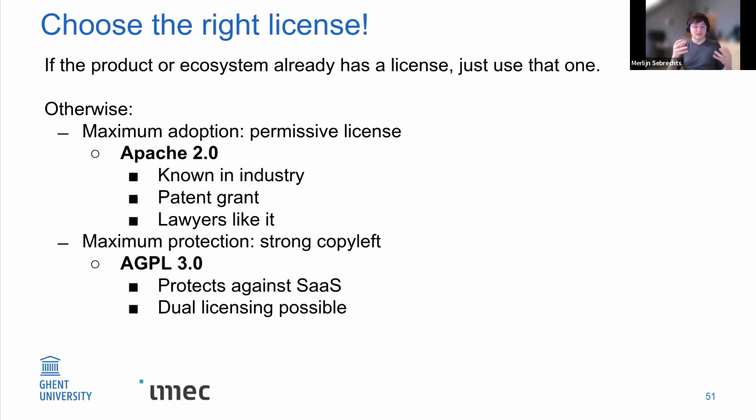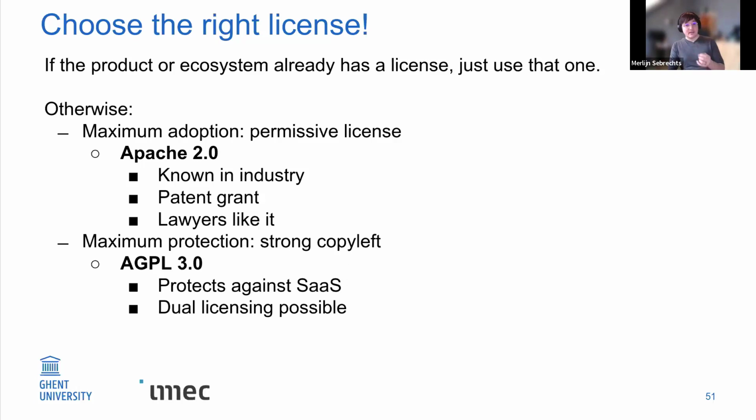However, if you're creating your own ecosystem, or if the product doesn't have a license or has only a closed source license, there's basically 2 options that I can recommend. The first option is if the goal of open sourcing the software is that as many people as possible use this software, then go for Apache 2.0. Apache 2.0 is a very popular license in the industry because of the patent grant, because it is very well written from a legal standpoint, and because it's very well known in the industry. A lot of the most popular open source software uses the Apache license.